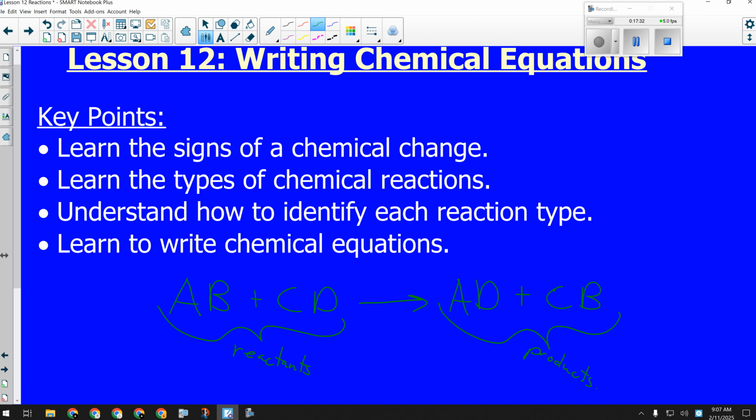All right, so we talked about the signs of a chemical change. We're going to go over the types of reactions. Okay, we're going to look at how to identify each reaction type. That is something you'll have to be able to do because eventually we're going to get to the point where I will only give you the reactants and I will ask you to predict the products. Right? To do that, you have to know the 5 types and their patterns. Okay, which is actually a lot easier than it sounds. Okay. All right.